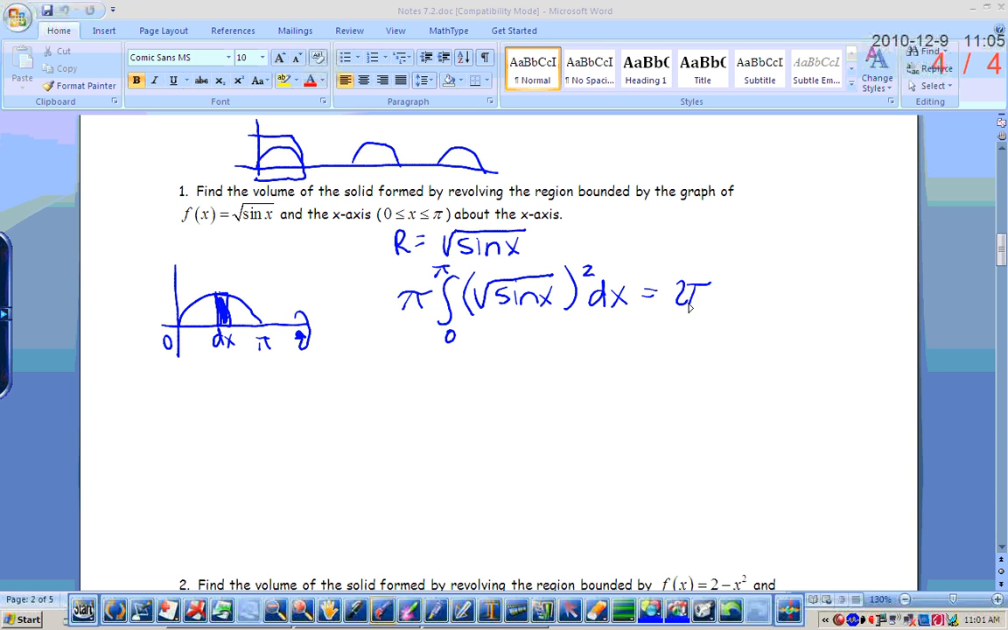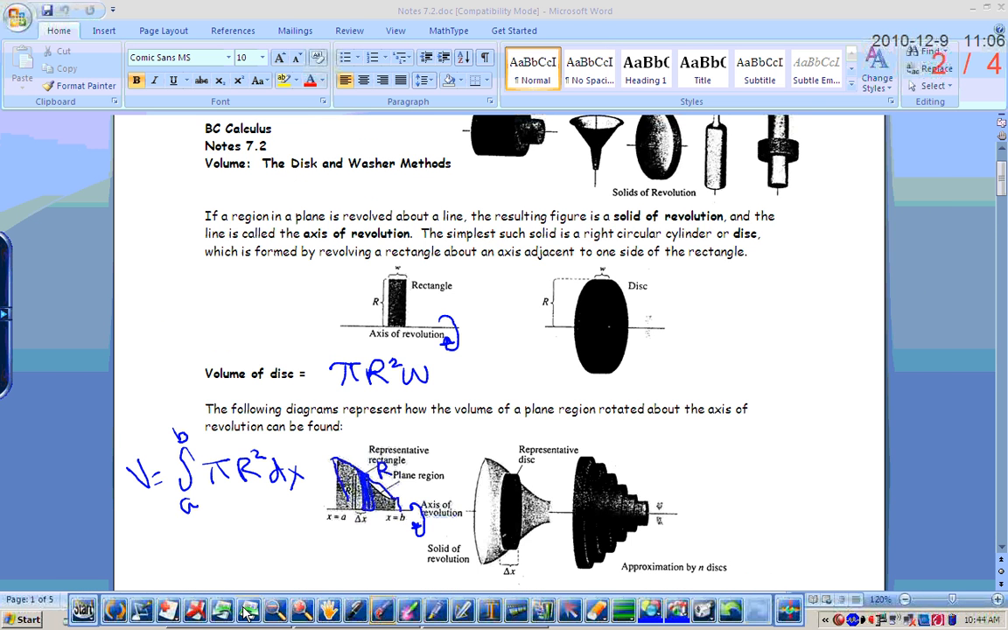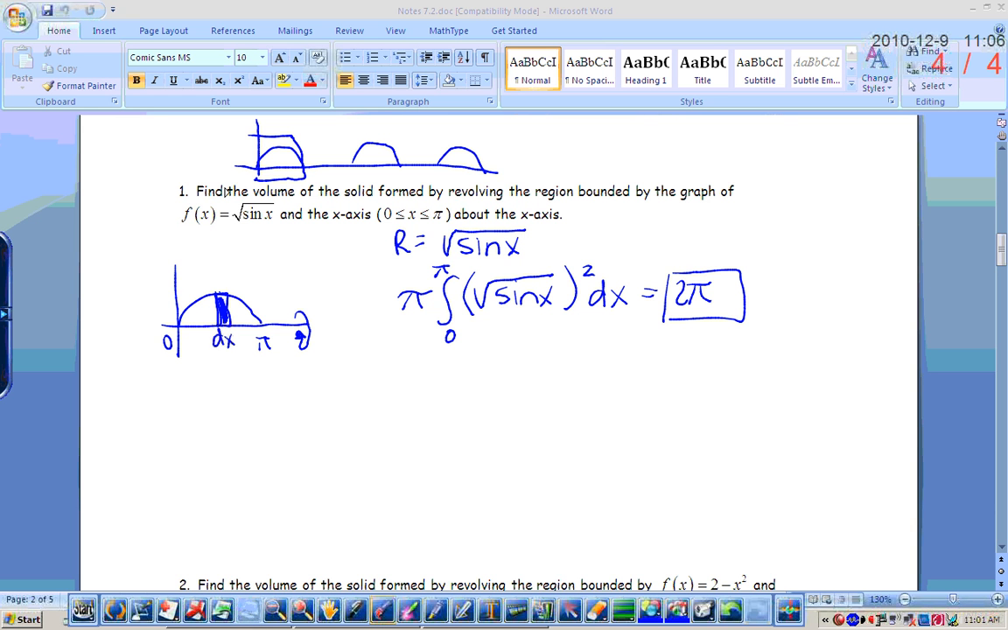Does everybody feel confident that you could type that into your calculator and get 2 pi? You could actually do that one fairly easily without a calculator also, because when you take the square root of sine x and square it, what do you get? Sine x. And the integral of sine x is negative cosine x. If you just take the rectangle that I drew on here and revolve it around the x-axis, that would be a disk. But what the integral does is it takes all of these rectangles and adds them together to get the volume. Okay, so that's it. Your answer is 2 pi.